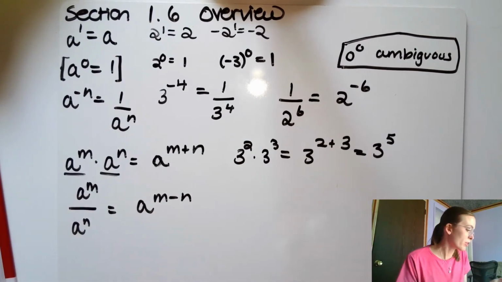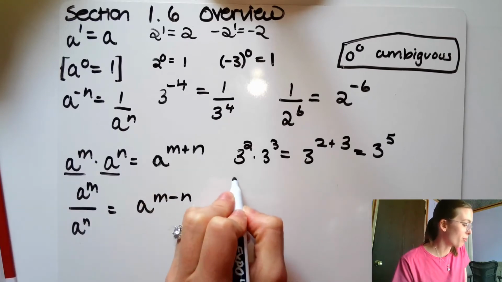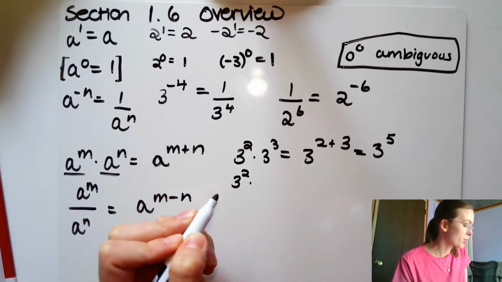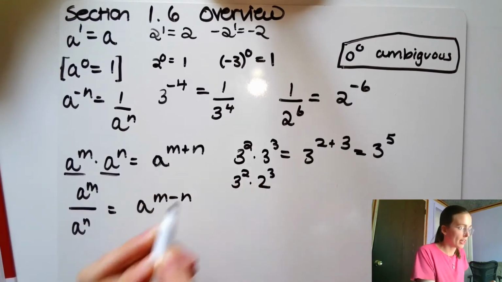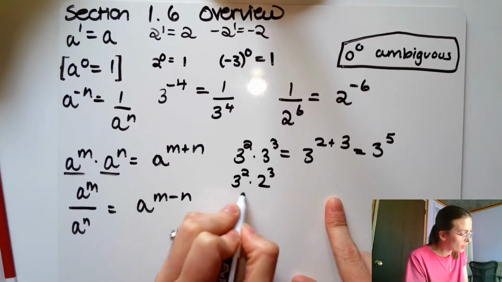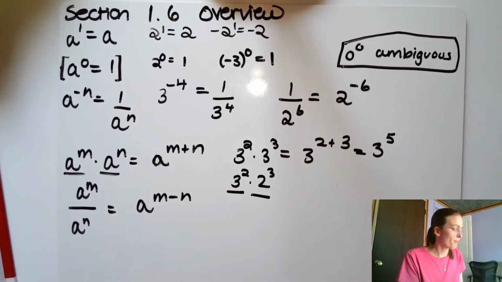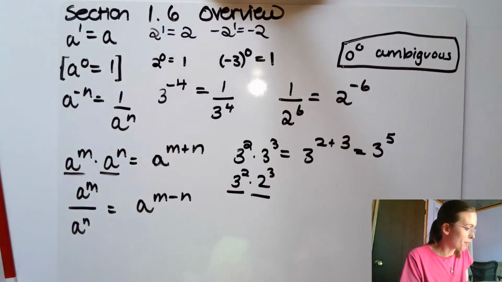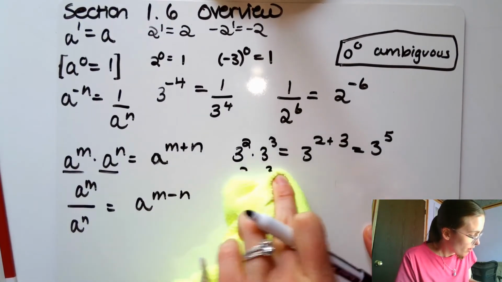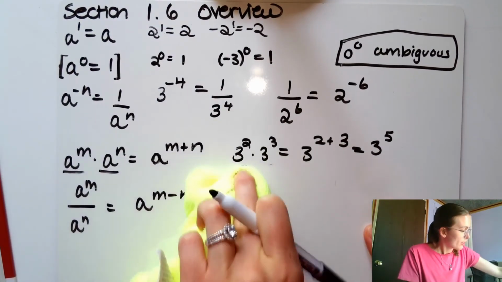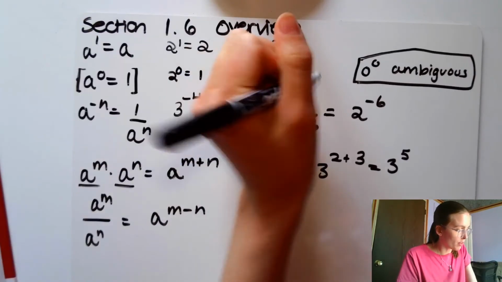But you can't apply this rule if you've got 3 squared times 2 cubed. These bases aren't the same, so you can't apply the rule. Just something to keep in mind there.